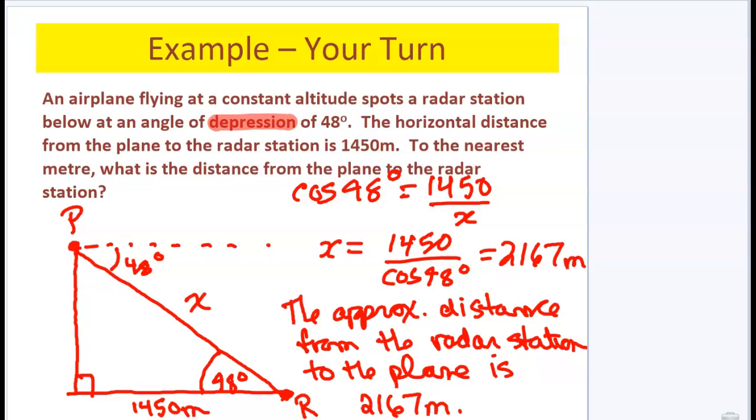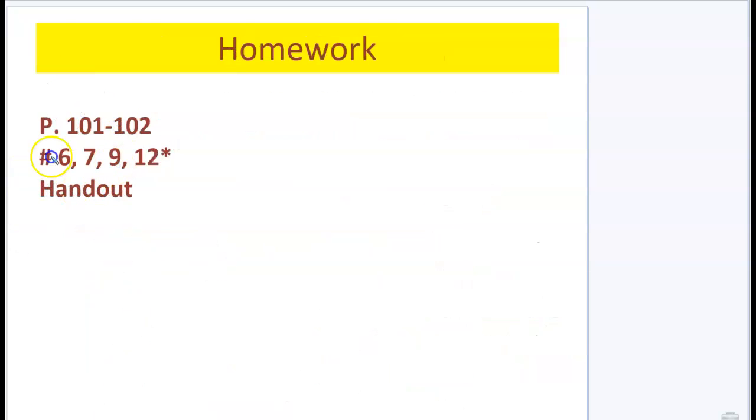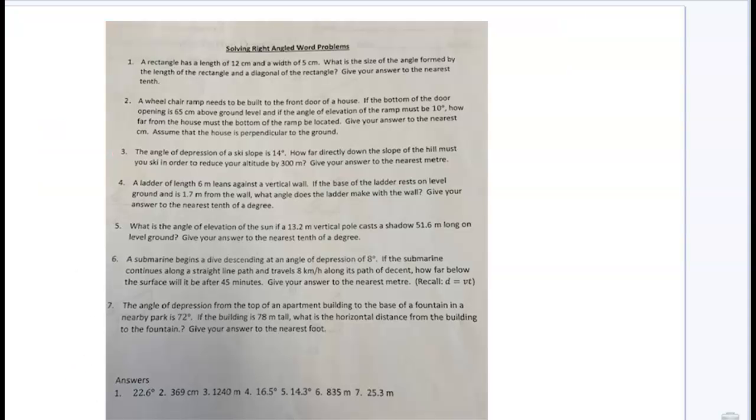All right, so there are a few questions for you to try here from page 101. And there's also a handout, and the handout is right here, and the final answers are on the bottom there, so you can try those. Those will give you some good applications of determining whether you have to use sine or cosine to solve these word problem questions.